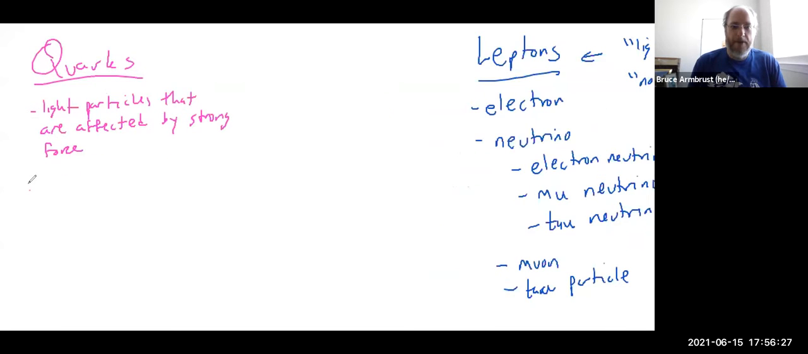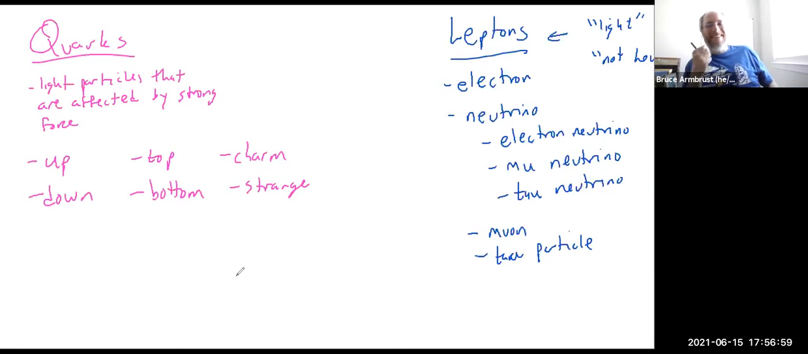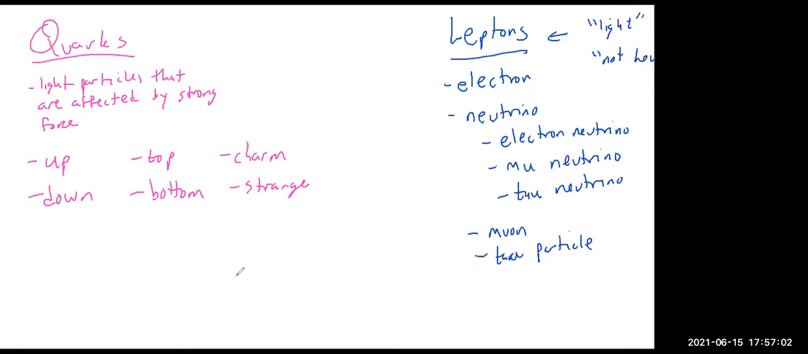Up. If there's an up, there's a down. Okay. There's also top. If there's a top, there's got to be a bottom. And then there's one that's charm. And there's no good buddy name for charm. The other one is called strange. Nice.